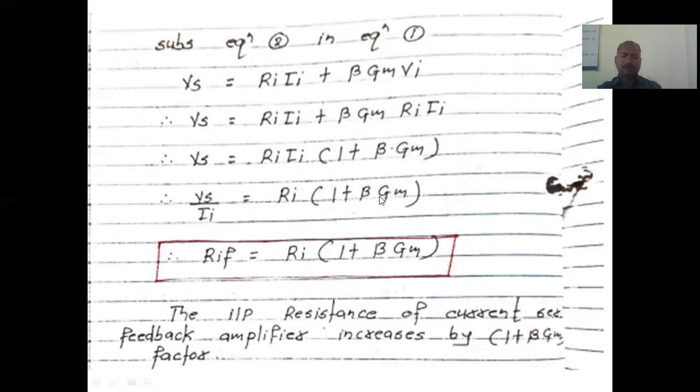What it indicates is that when we use the current series feedback type of amplifier, whatever the value of the input resistance, it is increased by a factor of 1 plus beta Gm, right? I am telling you again, when we use the current series type of feedback network in the amplifier, the input resistance increases by the 1 plus beta Gm factor. Okay, did you understand? Please reply.